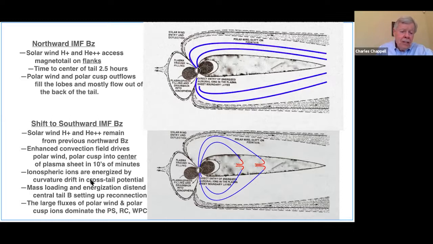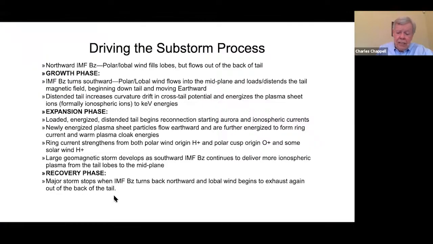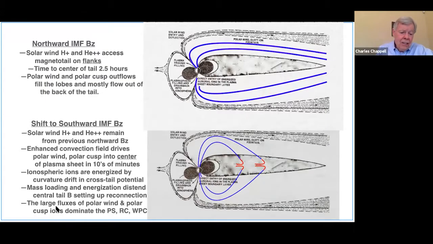The ionospheric ions are energized by the curvature drift and the cross-tail potential. We've got mass loading and energization that distend the central tail magnetic field, setting up reconnection. And the large fluxes of polar wind and polar cusp ions, once they're energized, dominate the plasma sheet and the ring current and the warm plasma flow. It's a different way of thinking about a substorm or a storm. The solar wind Bz is still the trigger, but the particles are delivered by the ionosphere through the lobes dominantly.